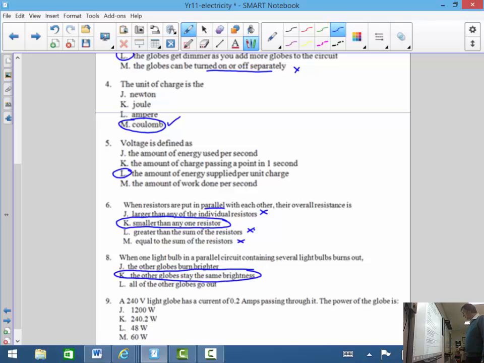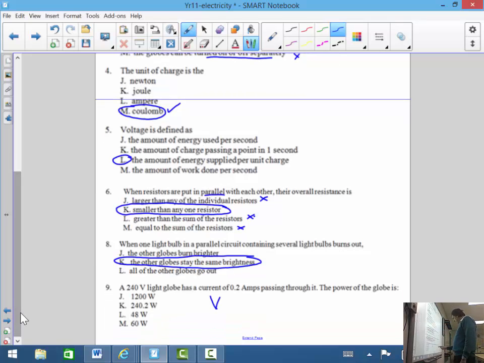Okay. A 240 volt globe, so you've got a voltage there. Potential difference is the other word to use for this. It's got a current of 0.2 amps, intensity of current, and you're trying to find P, the power. So you're going to use P equals VI off the formula sheet. That's the easy way of finding power. So voltage times current: 240 times 0.2, which is a fifth of 240, which is 48 watts.